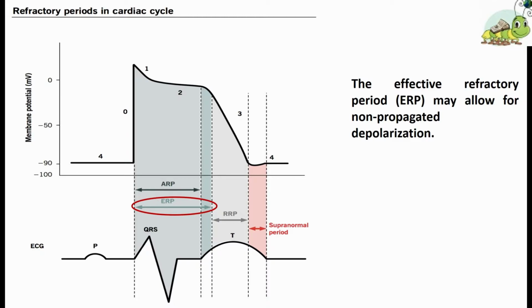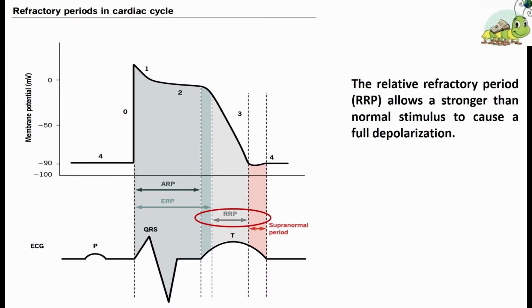Next, effective refractory period, ERP. ERP means ARP plus a short segment of phase 3 during which a stimulus may cause the cell to depolarize minimally, but not all result in a propagated action potential. That means the neighboring cells will not depolarize. Next, relative refractory period, RRP. A greater than normal stimulus will depolarize the cell and cause an action potential.